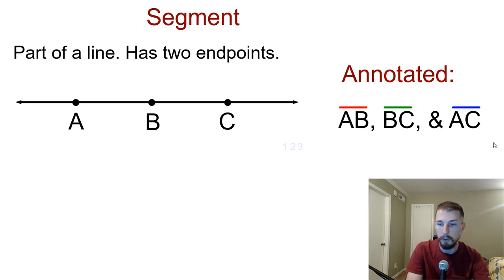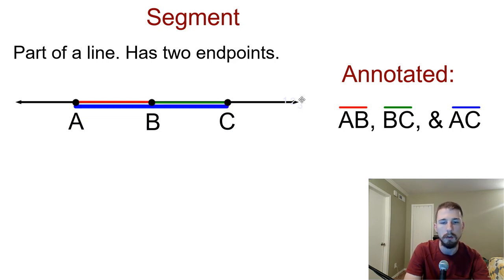Now if you notice with our annotation, what's different is we no longer have the arrows over the top. So if I'm referring to segment AB, that's going to be the collection of all collinear points, all the possible points that are on the same line directly between A and B. That would be segment AB. Segment BC would be the segment with endpoints at B and C and all the possible collinear points that exist in between those 2.